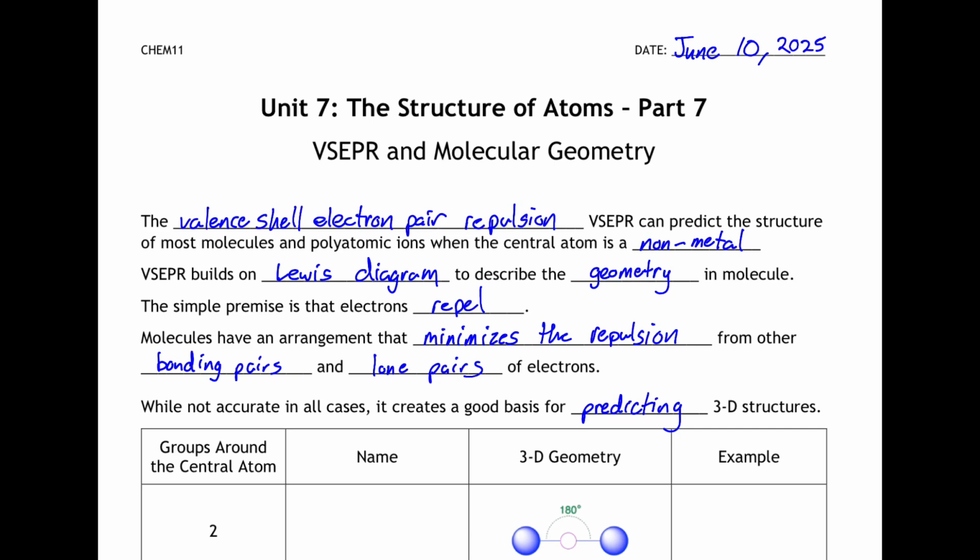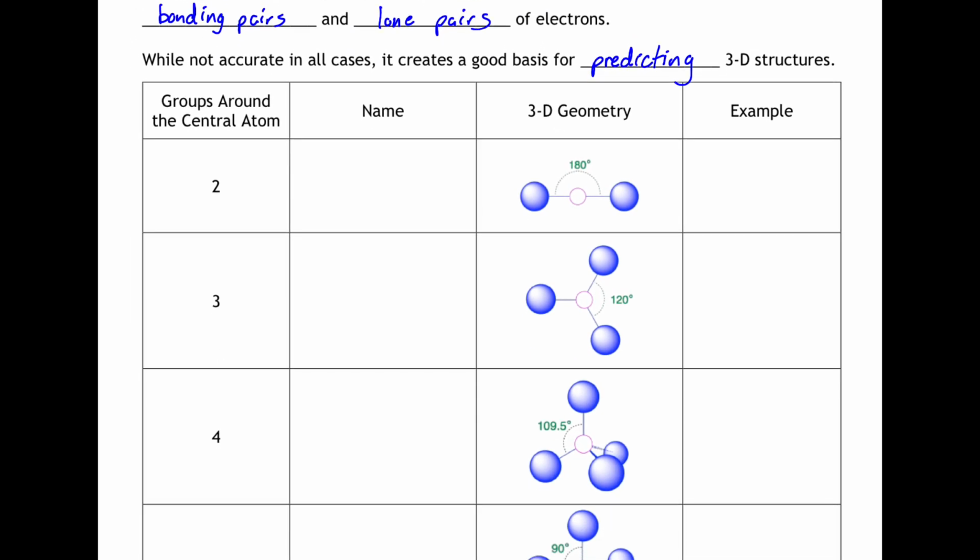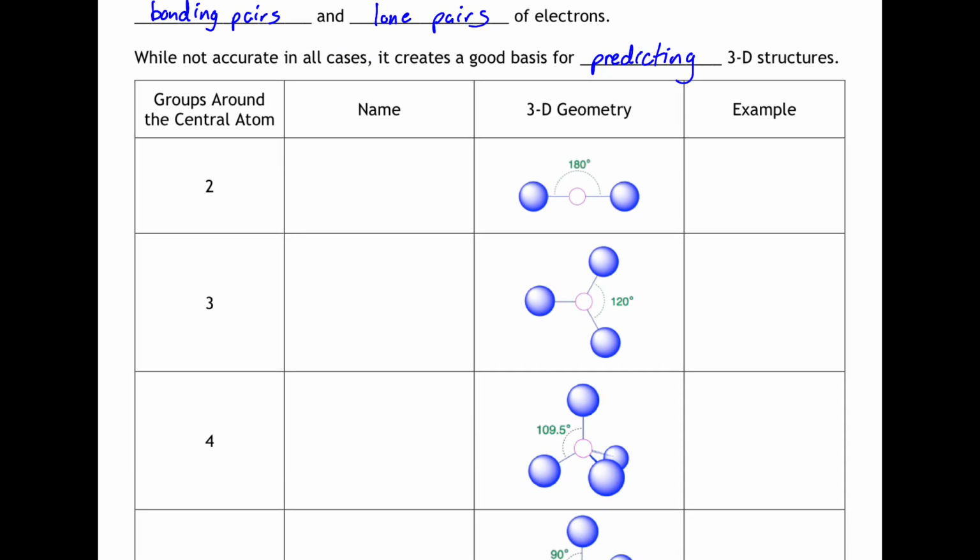So the next thing we're going to do here is basically just go through each of the shapes, and each of the shapes has a name. So slide down here, and we'll just look at the different shapes. The first column is groups around the center. So we have a center plus how many extras. When we have a center plus 2 extras, it looks like this. We have a center atom here, and there's one on each side. And it makes this straight line shape, and we creatively call this linear. So this is the linear molecule shape.